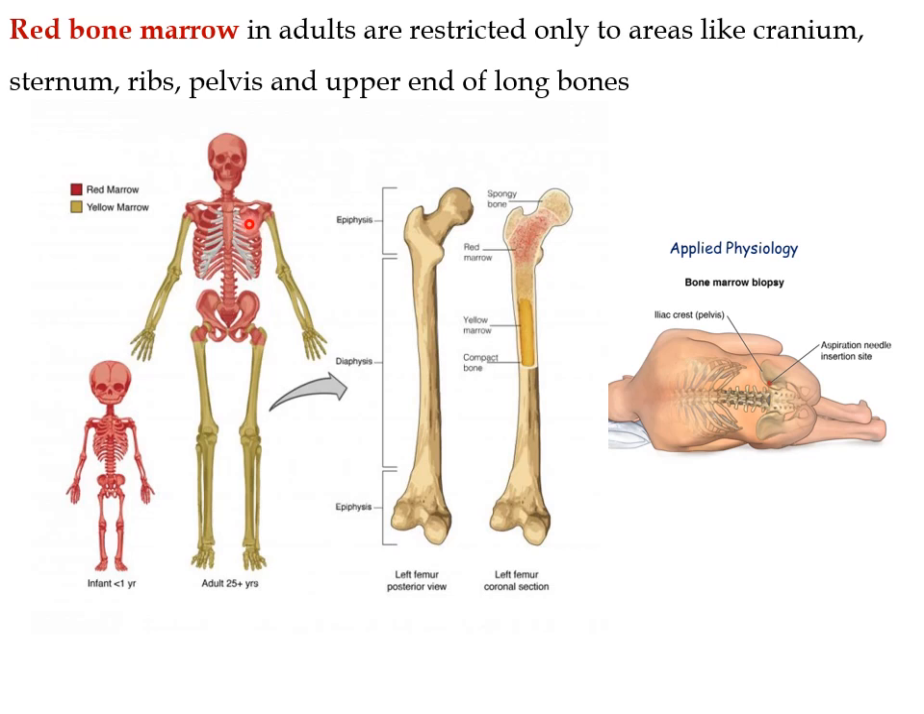So in the case of an adult individual, you can see that the red bone marrow is restricted to only these parts, whereas in the other bones, the red bone marrow will be replaced by yellow bone marrow.